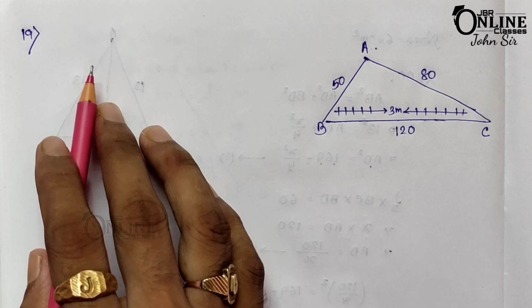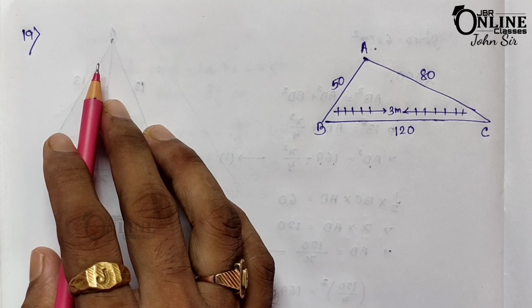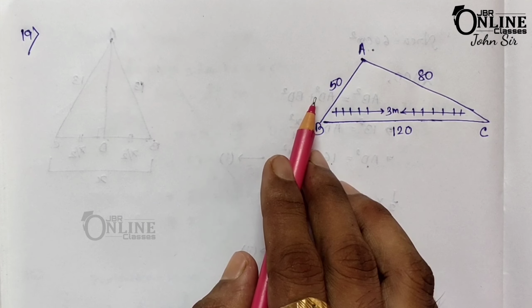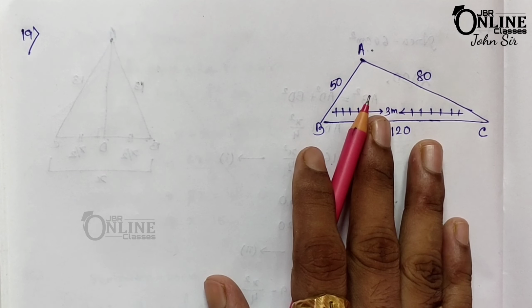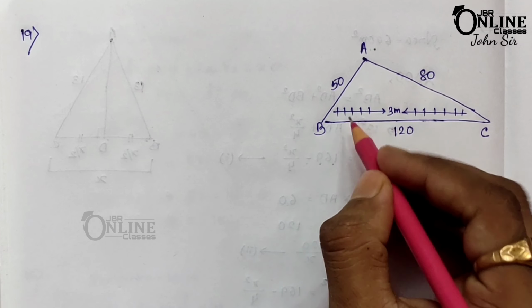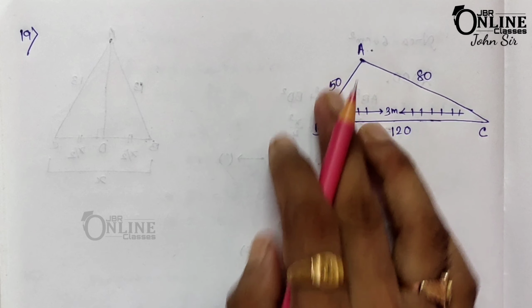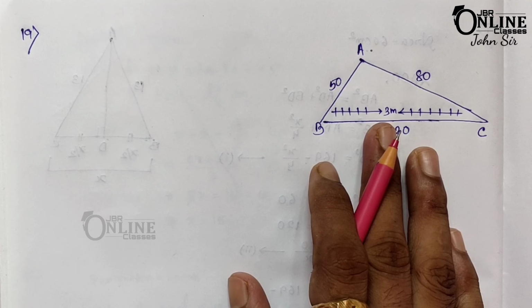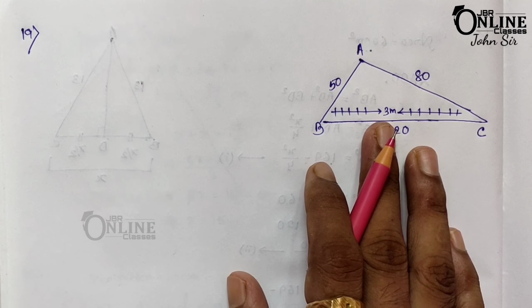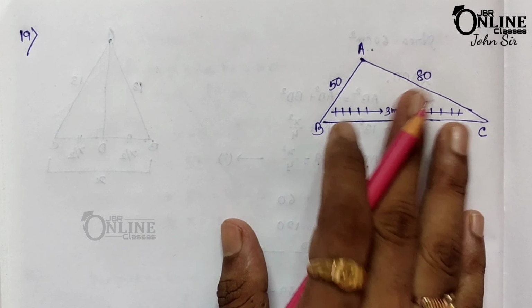Now sum number 19. A triangular park ABC has sides 120, 80 and 50 meter as shown in this adjoining figure. A gardener Dhania has to put a fence around it. Okay, so put a fence around it, that means around the sides, and also plant grass inside. How much area does she need to plant? So that means here you have to find out the area.